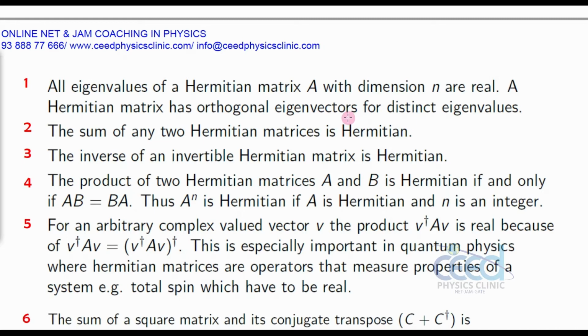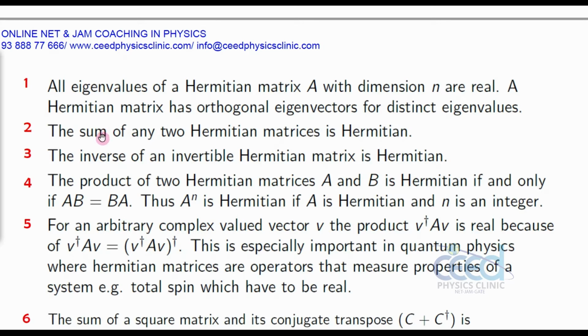This is very important in quantum mechanics. We know that in quantum mechanics we use Hilbert space and matrix operators, Hermitian operators, and all the state vectors are orthonormal to each other. That is what we discussed as the foundation of quantum mechanics, so that is a very important property. Now, if you take the sum of two Hermitian matrices, then you will get another Hermitian matrix.